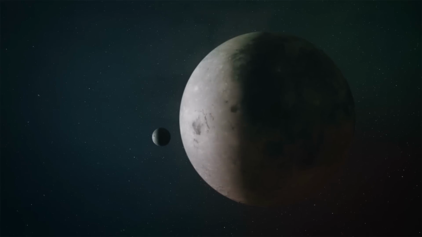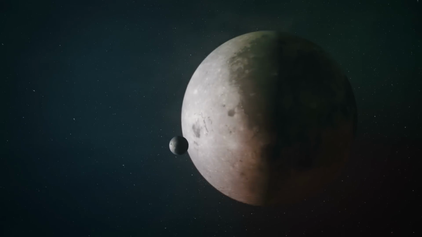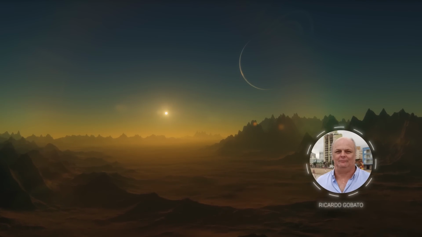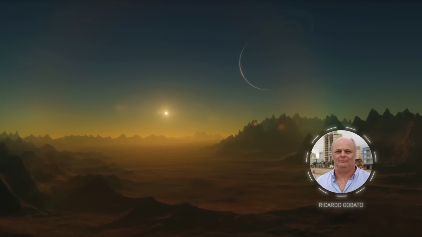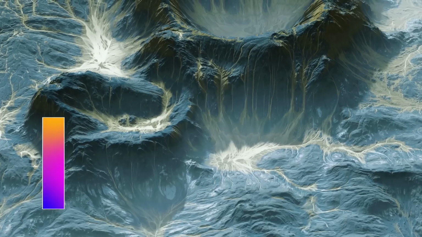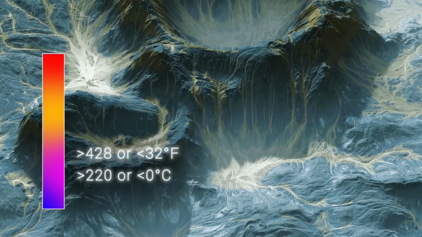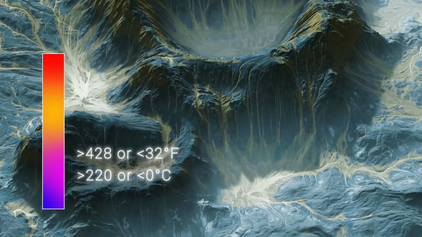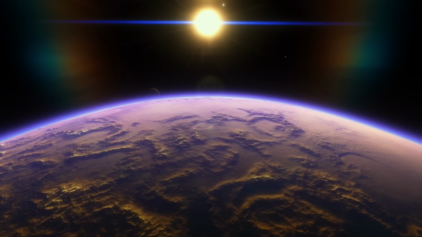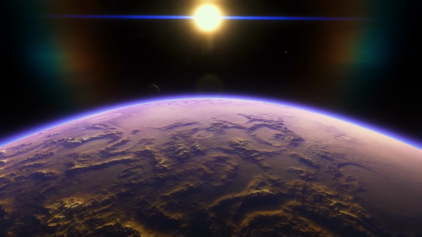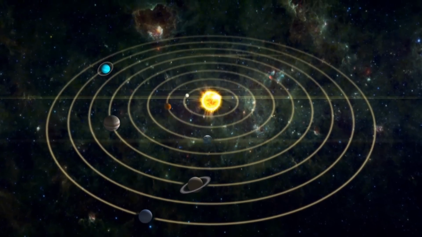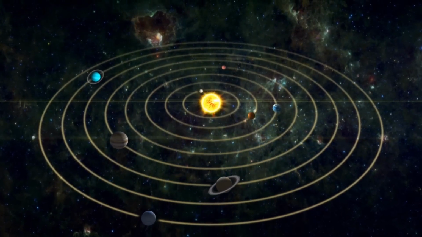As for other planets, according to a study by a team of scientists led by Ricardo Gobato, the ideal environment for the development of silicon-based life are the virtual absence of oxygen and water, temperatures above 428 degrees Fahrenheit or below 32 degrees Fahrenheit, atmospheric pressure much higher than on Earth, and a solvent like sulfuric acid or methane. Some of the planets in the solar system fit some or almost all of the criteria.